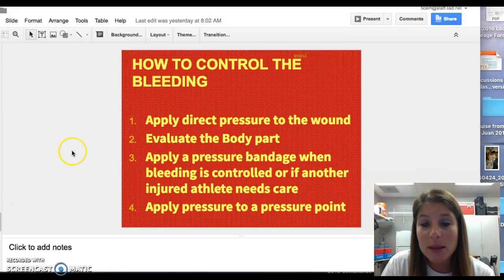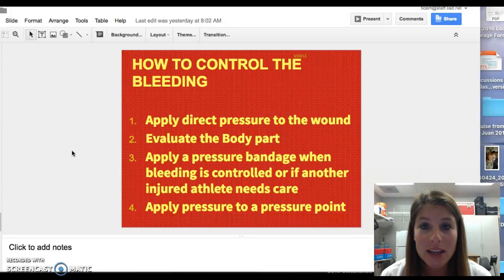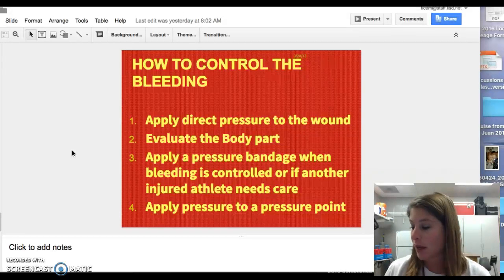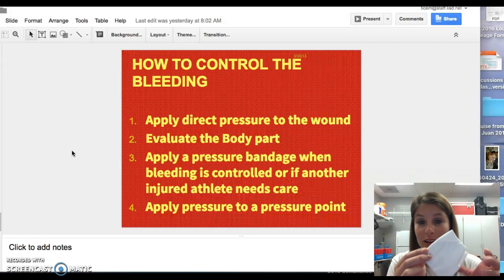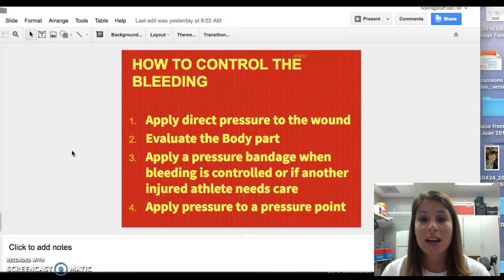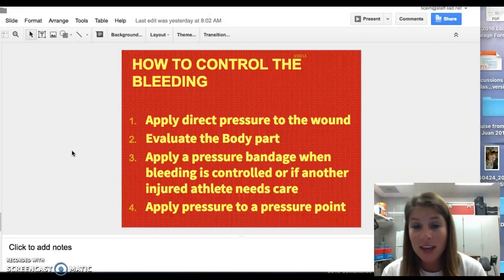So we have 4 steps to control bleeding, okay? And remember, I said these are the same 4 steps no matter if we're dealing with a paper cut or if we're dealing with a really bad laceration. Okay, the first one is going to be apply direct pressure to the wound. Okay, you can take a piece of gauze. Okay, this can be your hand or the patient's hand if you have nothing, a shirt sleeve, anything.